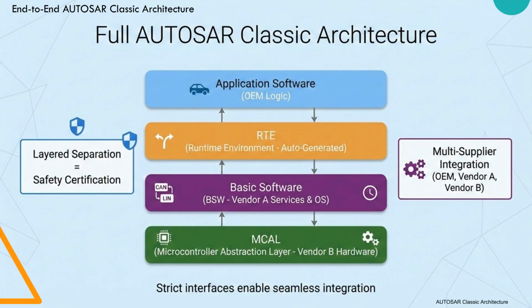This layered separation is not just for organization. It is essential for safety certification, because each layer can be validated independently. In real vehicle programs, this enables multiple suppliers to work on different layers without breaking system integration. For example, a braking ECU may use MCAL from one vendor, BSW from another, and application logic developed by the OEM. Yet everything works seamlessly, because AUTOSAR enforces strict interfaces and standards.